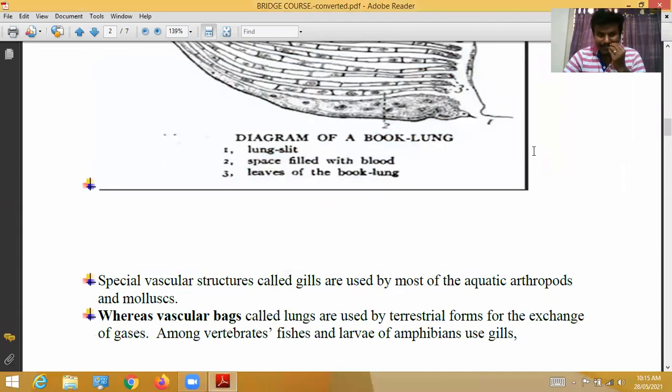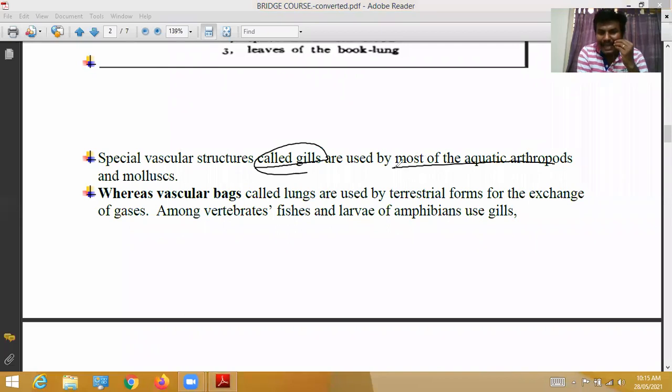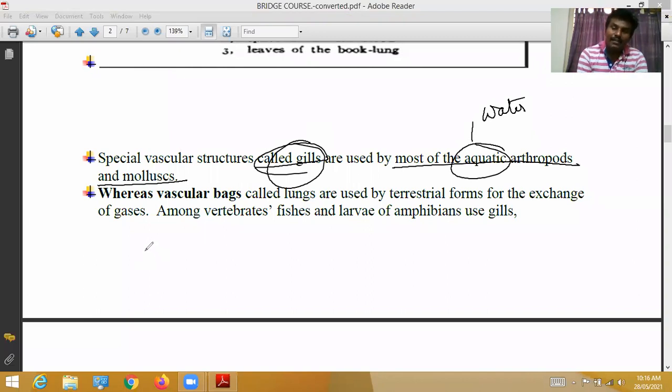That's it. Next, special vascular structures are called gills. Gills are used by most of the aquatic arthropods and molluscs. Already I said, arthropods, some are terrestrial, some are aquatic. The arthropods which survive in aquatic water habitats use gills. The organisms living on land have a different respiratory system. The animals living in aquatic habitats have a different respiration system.